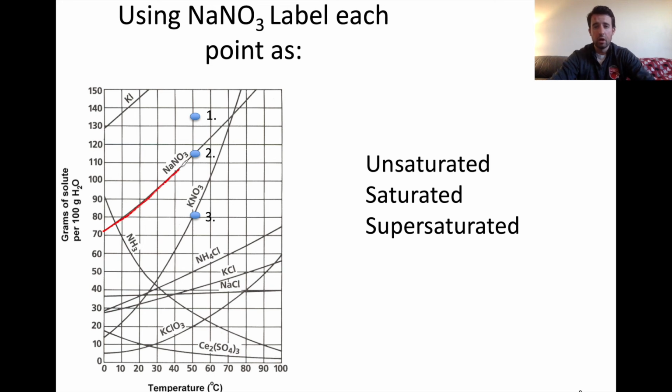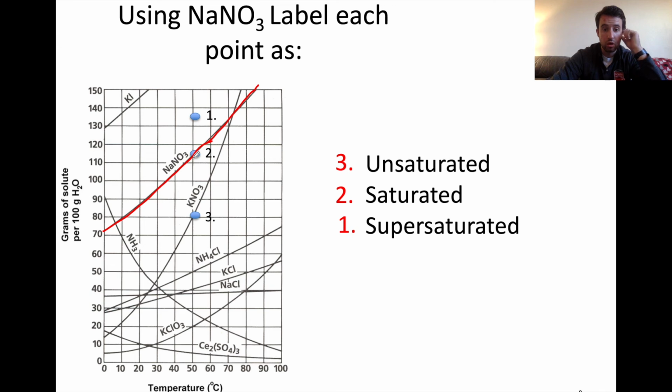Great, so hopefully you did. Point number 3 is unsaturated, point number 2 is saturated, and point number 1 is supersaturated. Supersaturated because it's above the curve at a certain temperature. Unsaturated for number 3 because it's below the curve. And 2 is considered saturated because that point is right on that NaNO3 line. So that would be saturated.